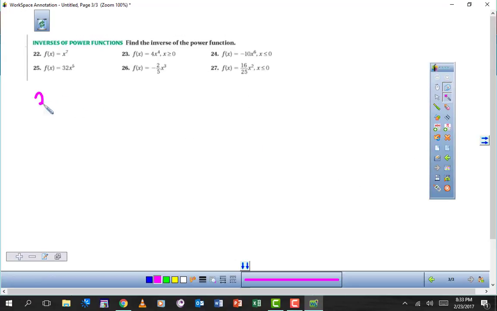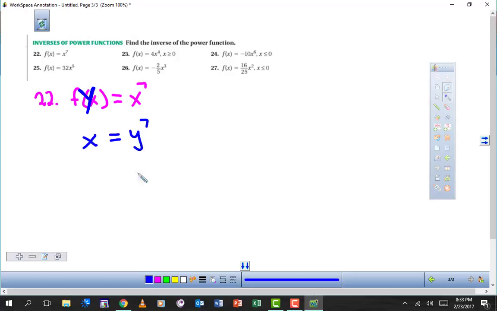Okay, so let's say we're doing 22. We have f of x is equal to x to the 7th power. We're just finding the inverse. Well, the trick that we learned is just to switch variables. Now this normally is y right here. F of x is equal to y. So what we're going to do is switch variables. We're going to put x here. We're going to say this is equal to y to the 7th power.